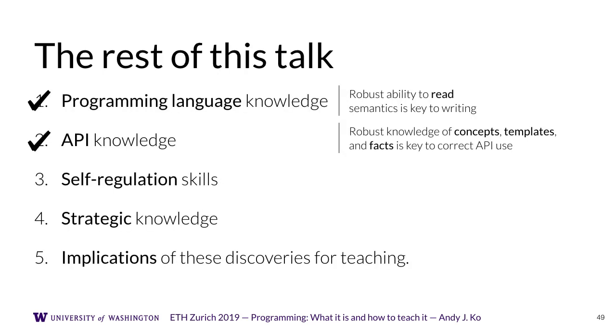So that was API knowledge, and the big idea here is that it's different than programming language knowledge. It's much more about concepts in the world, ways of composing things, and facts about those little black boxes inside of API functions. I want to move on now to something that's a little bit more cognitive and a lot less about the content of a language or an API, and that is self-regulation skills.